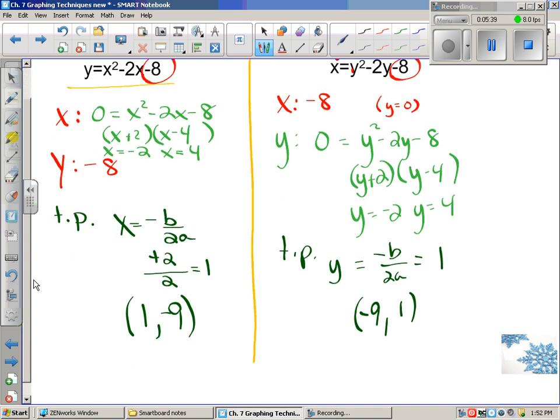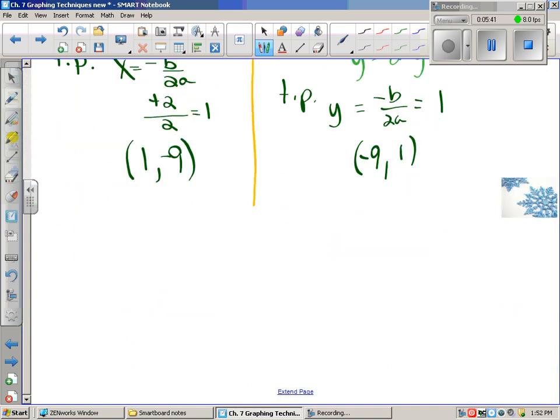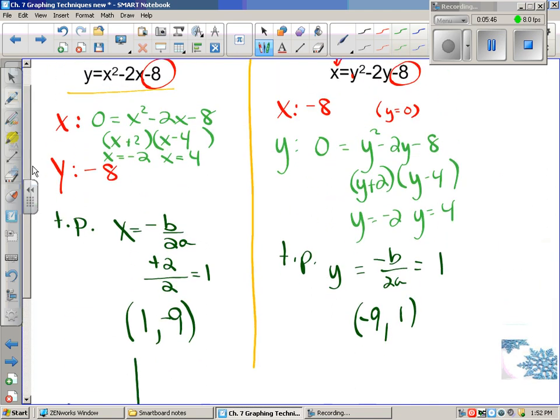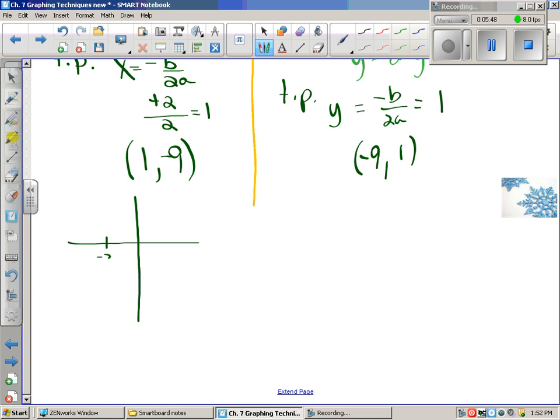As you graph them, the difference, sorry, I need to look up here. So I have negative 2, I have positive 4, it needs to cross at negative 8.